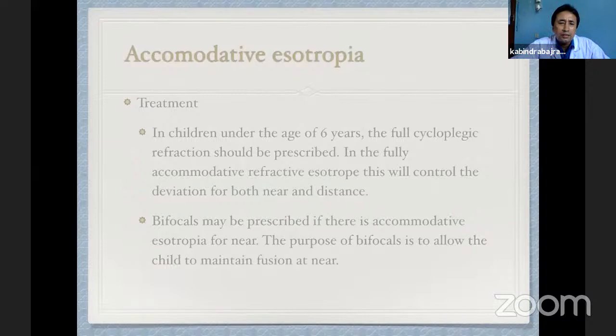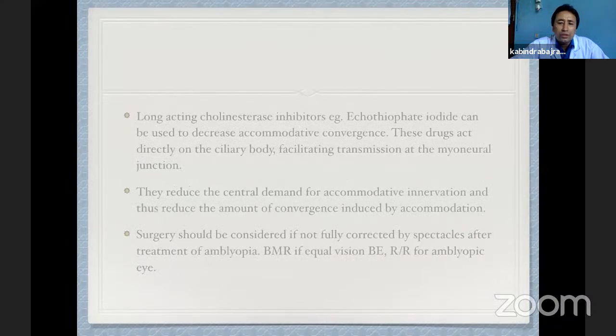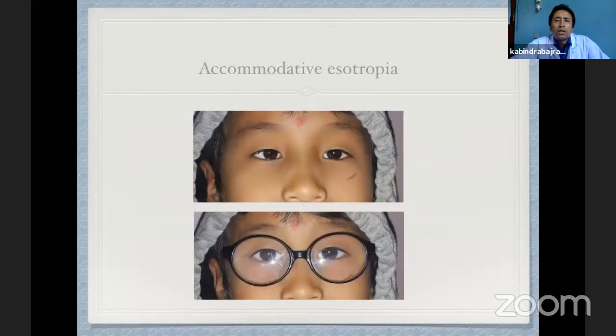We have already talked about it. The treatment is full cycloplegic refraction and prescribing hyperopic glasses. If sometimes there is no correction with glasses only, then we go for surgery. Usually, if there is bilateral equal vision, then bimedial recession is done, and if one eye is amblyopic, then recession-resection is done. This is one of the pictures of a patient who visited our OPD. Without glasses, the patient is esotropic, and with glasses, the eyes look aligned.